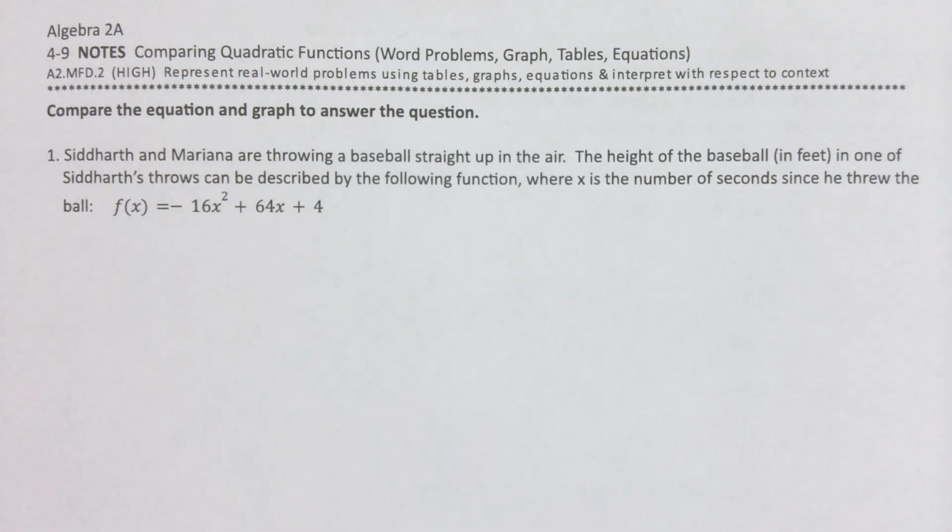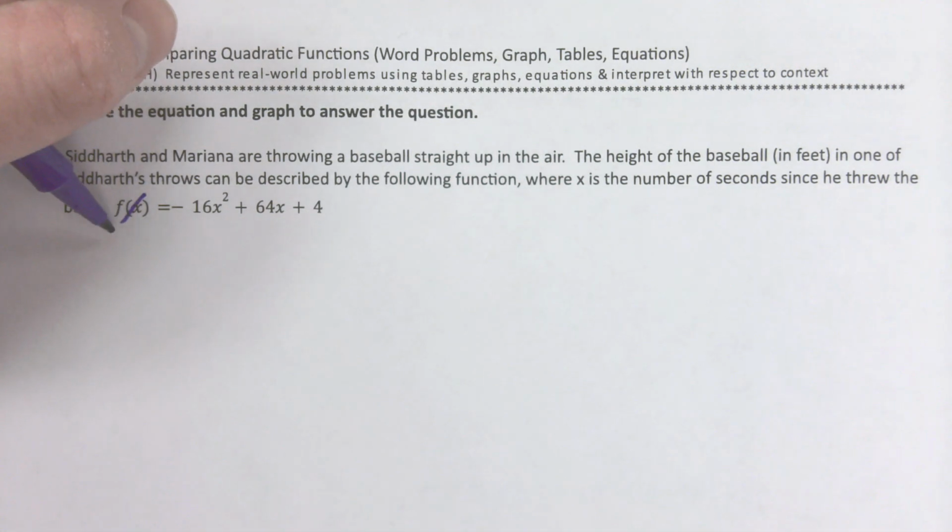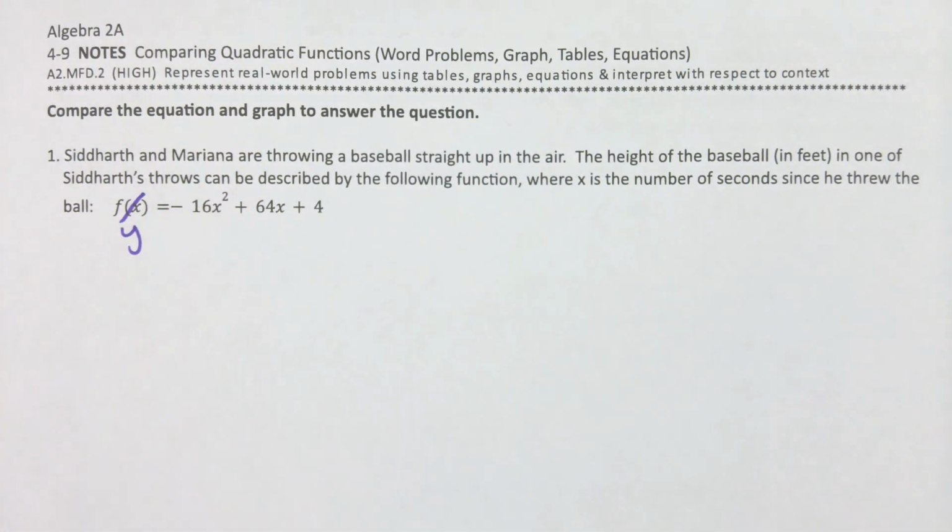You'll be given two of them per problem, and we're going to look at information for each one and answer a question. Number 1, Siddharth and Mariana are throwing a baseball straight up in the air. The height of the baseball in feet in one of Siddharth's throws can be described by the following function, where x is the number of seconds since he threw the ball. F of x, which we know just is y, equals negative 16x squared plus 64x plus 4.